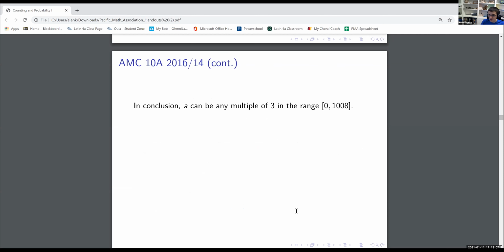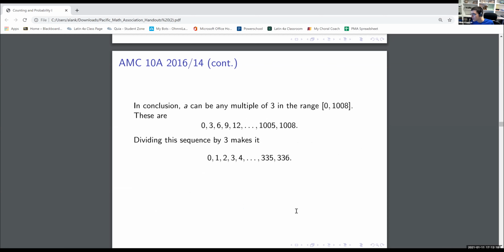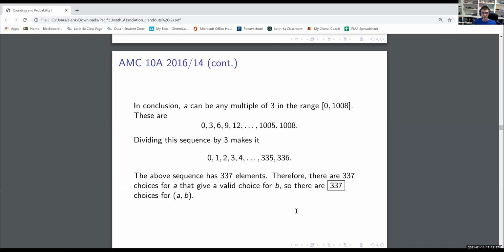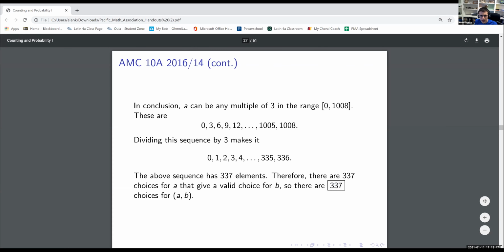We can use some of the methods that Suyash outlined. So given our list, we can divide both sides by 3 to get this, 0 through 336. And adding 1 to all elements gives us 1 through 337. That means that there are 337 possible values of a, and therefore 337 choices for the pair a, b. Any questions about those steps?